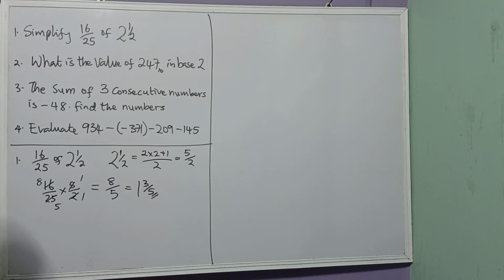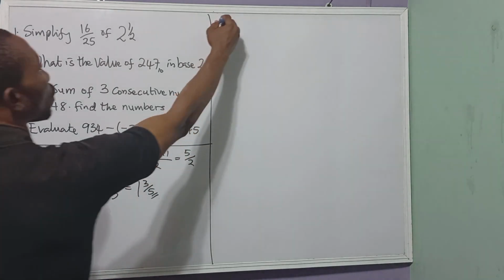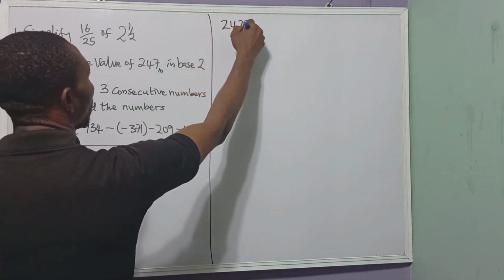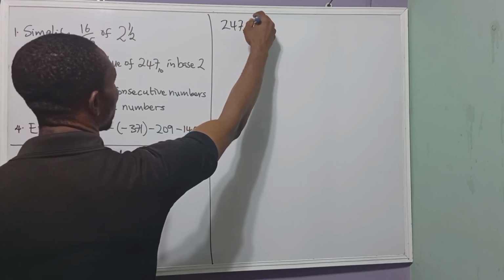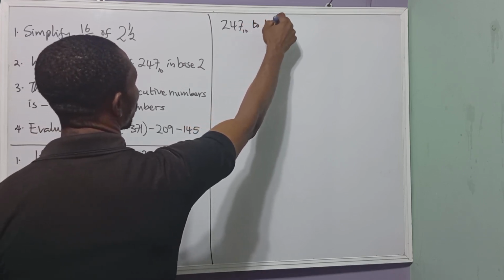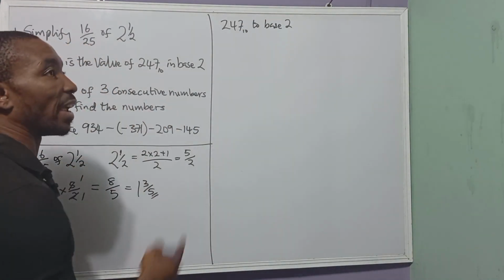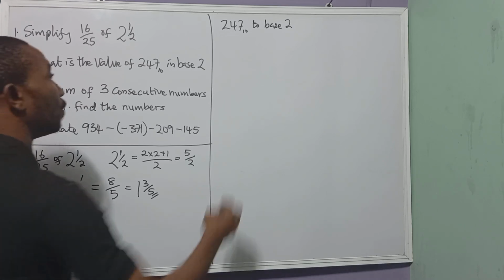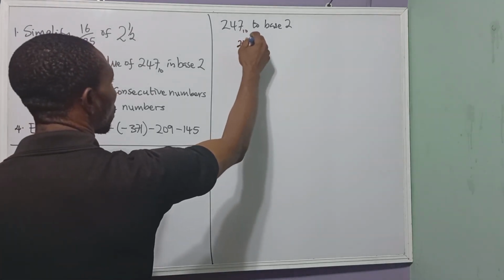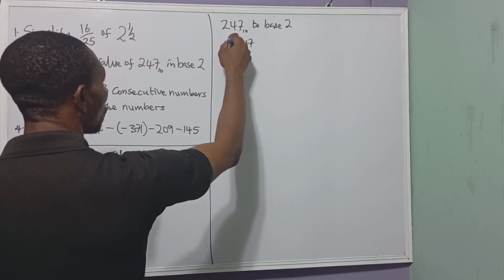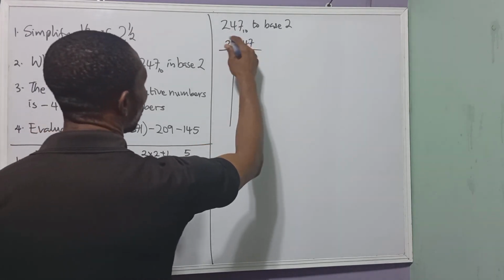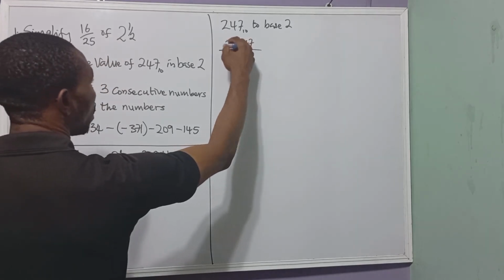Okay, now our question 2 says, what is the value of 247 base 10 to base 2? Now, since we are converting from base 10 to base 2, we use our division method. So this will be 247 divided by 2. 2 into 24, 12.